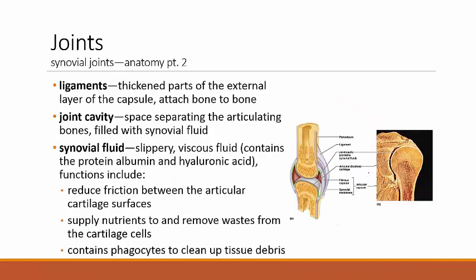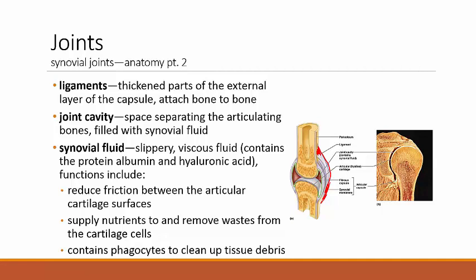Ligaments are external to the joint capsule, and they attach bone to bone. So here's a ligament, and it reaches up here and connects to this bone. And it also makes a connection back down here to this bone.